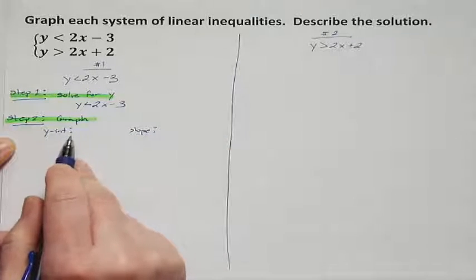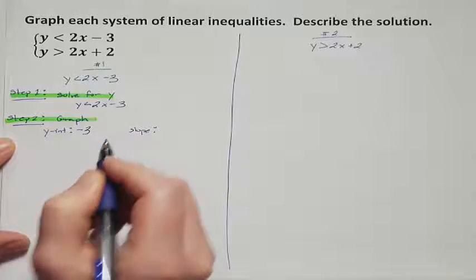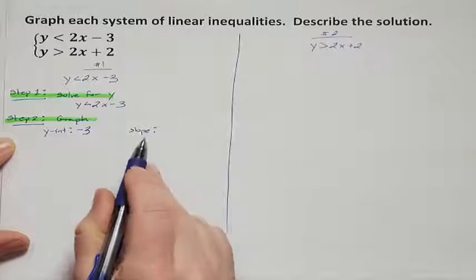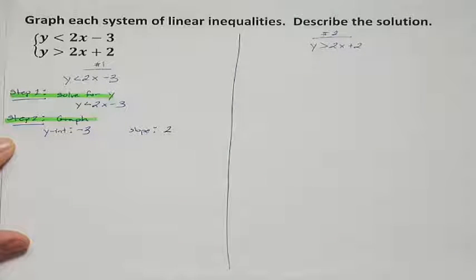My y-intercept is the b. It's the lonely number without any letter. -3 is my b, my lonely number without any letter. My slope is the number stuck to x. My slope is 2. But remembering slope has to be a fraction, so I put it over 1, and now I have my slope.